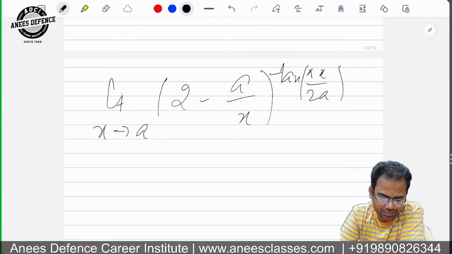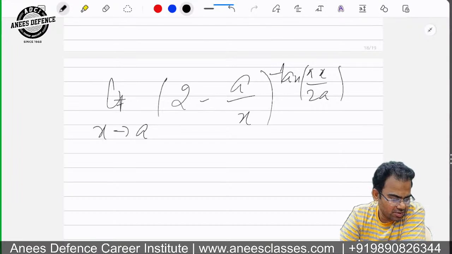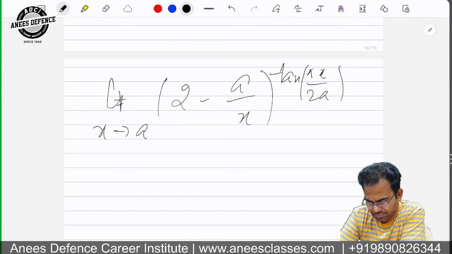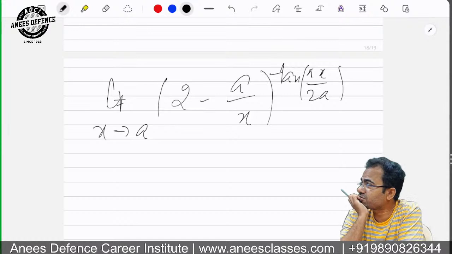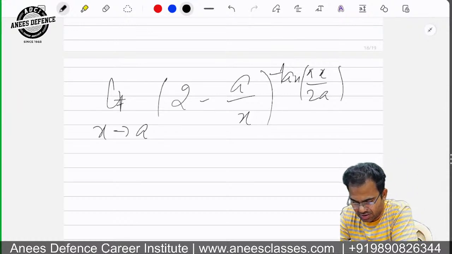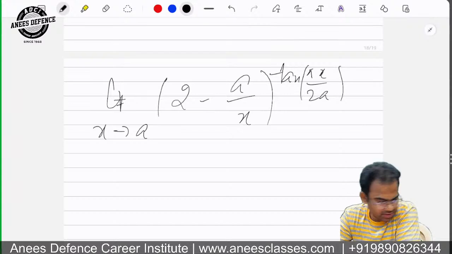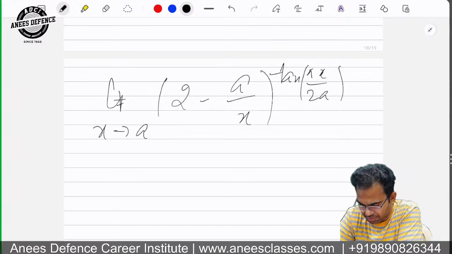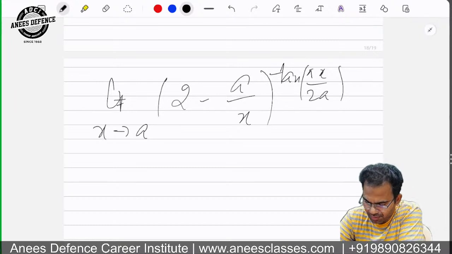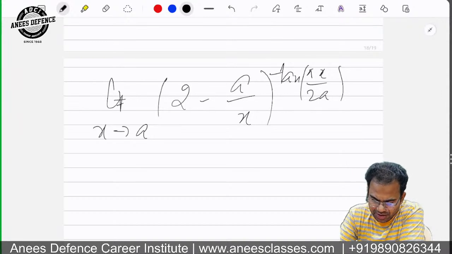Should I solve this question or will you do it? Students, you will solve these questions. The answer E power. No, the answer is E to the power minus 2 upon pi.